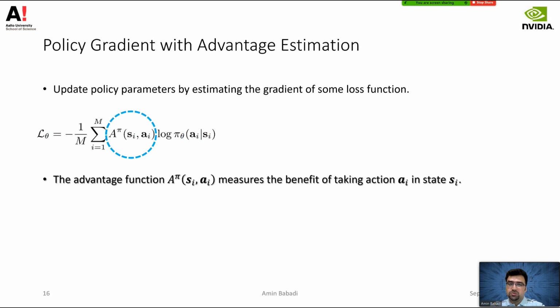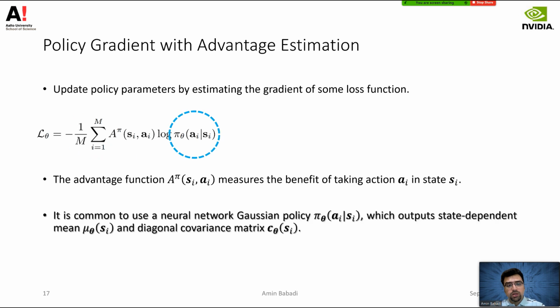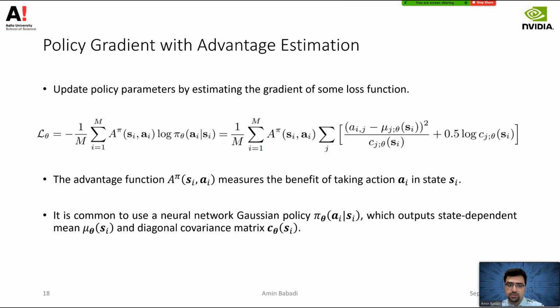This function is usually either positive or negative depending on how good the action was. And our policy pi_theta models the probability distribution of action given current state. And to model this function, it is common to use a neural network Gaussian policy, which outputs a state-dependent mu_theta and covariance matrix C_theta. And if we do that, we can actually rewrite this loss function like this. And if we try to minimize this loss function, we are actually increasing the probability of taking actions with higher rewards.